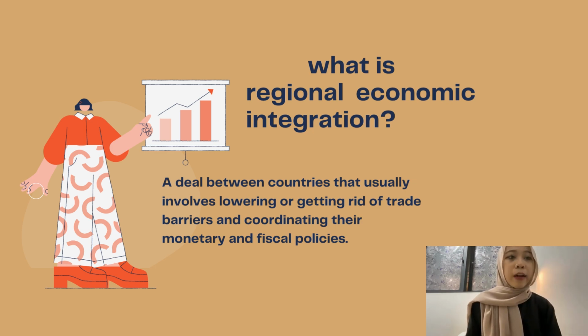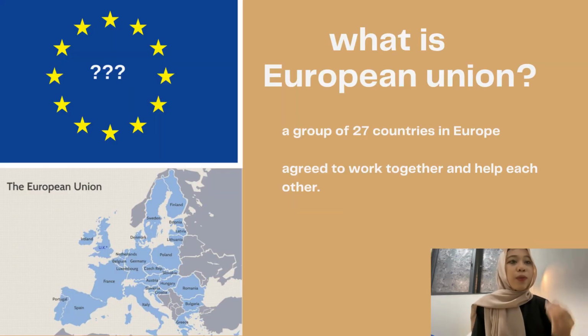Under regional economic integration, we will discuss more specifically the European Union. What is meant by the European Union? The European Union has its roots in economic integration, and it is a group of 27 countries in Europe, including Germany, France, Italy, Spain, Romania, and others.